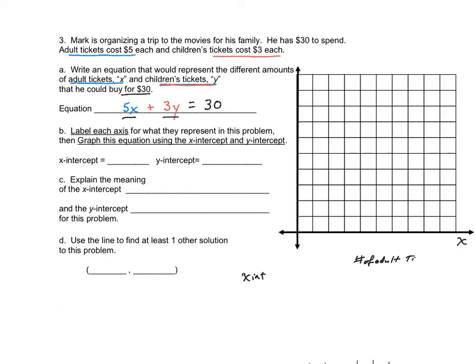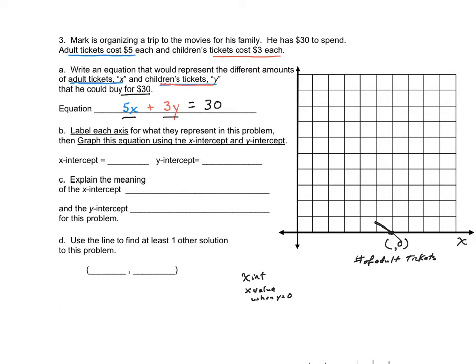But every time a line crosses the x-axis, let's just pretend that it crosses right there, that point will have an x value, because from the origin we go to the right some amount, but up or down 0. On the x-axis, it's always up or down 0. So the x-intercept is the x value when y equals 0.